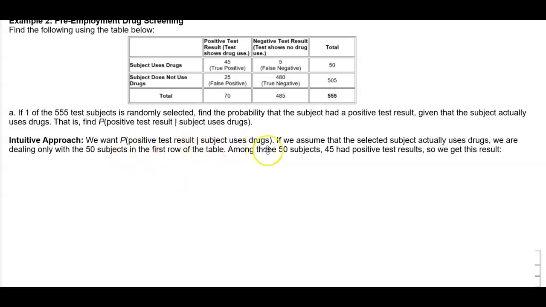Now the intuitive approach: we want the probability of the positive test result given that the subject uses drugs. If we assume that the selected subject actually uses drugs, we are dealing only with 50 subjects in the first row of the table. Among those 50 subjects, 45 had a positive test result.